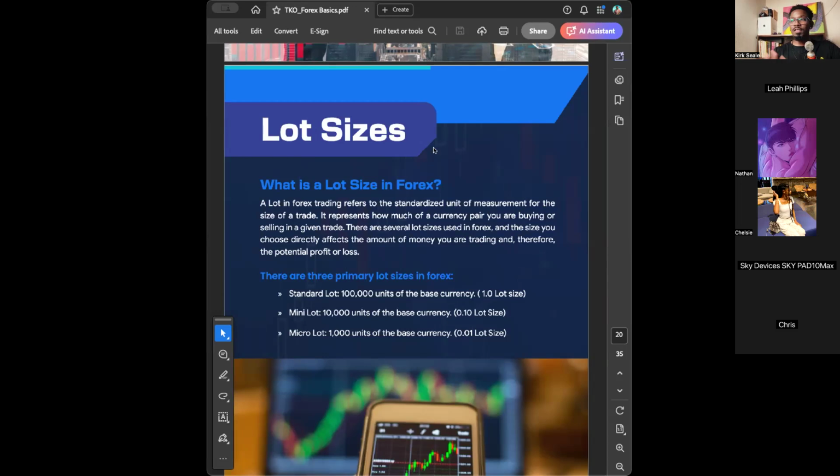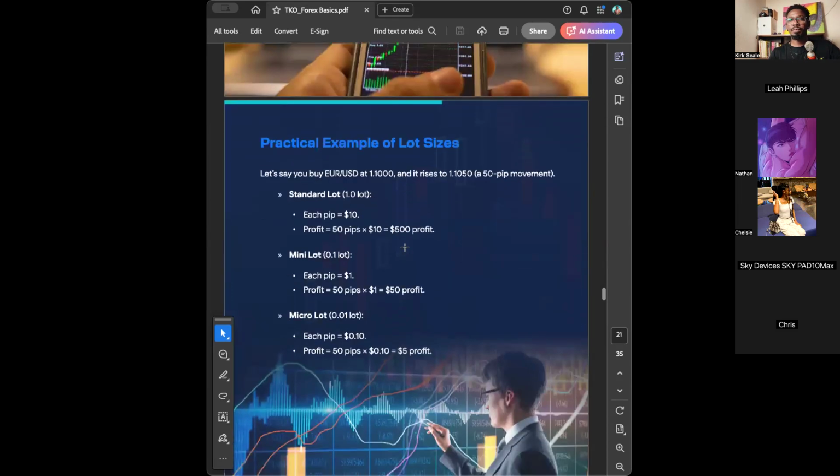Now, this is a simplification just to keep the numbers easy, but a mini lot, remember, you could use anywhere between 0.01 and 0.09. But we're just keeping it simple for now, so you get the principle.